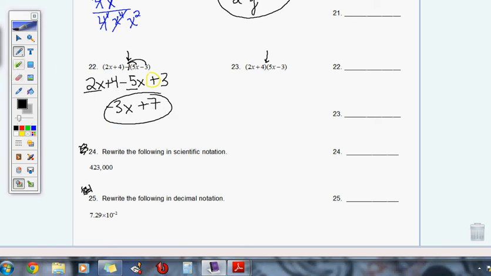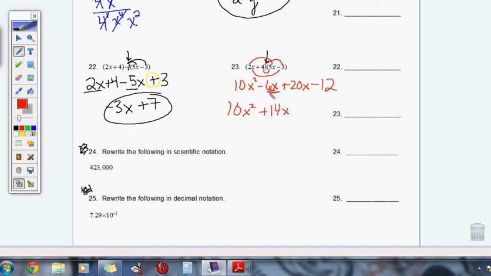All right, in the next problem, since it does not have any kind of addition or subtraction here, this is a binomial times a binomial, which is FOILing. So 2x times 5x is going to give you the 10x squared. Outside, negative 6x when you multiply those. Inside, 4 times 5x, positive 20x. And then last here, 4 times negative 3 is a negative 12.